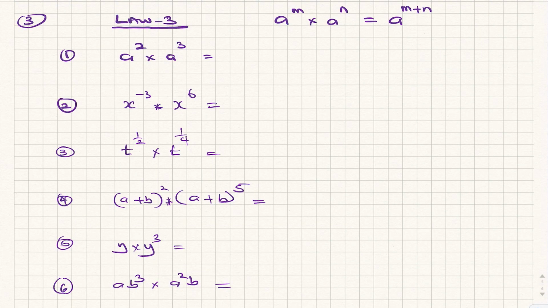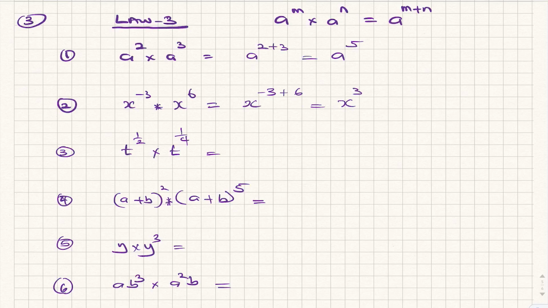Right. Okay, I'm hoping you've done them, and so you know what these solutions are. So let's see. a to the power of 2 times a to the power of 3, that will be a to the power of 2 plus 3, and that becomes a to the power of 5. So that's what that should be. Question number 2, x to the power of minus 3 times x to the power of 6, that will be x to the power of minus 3 plus 6, that will be x to the power of 3.